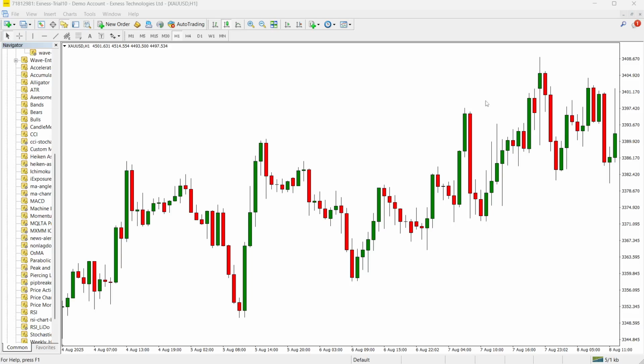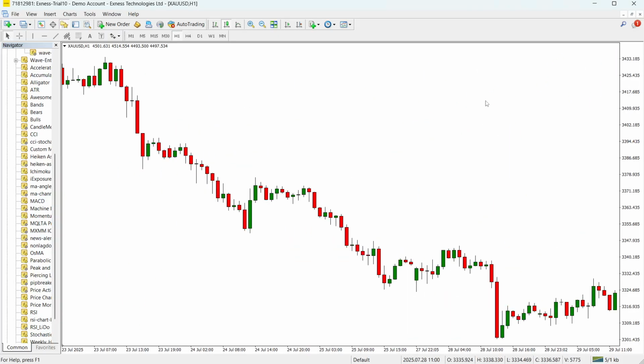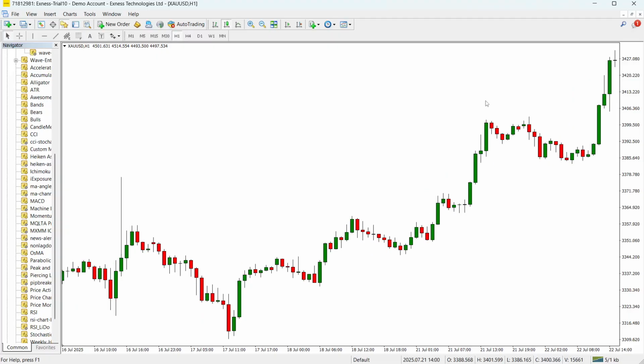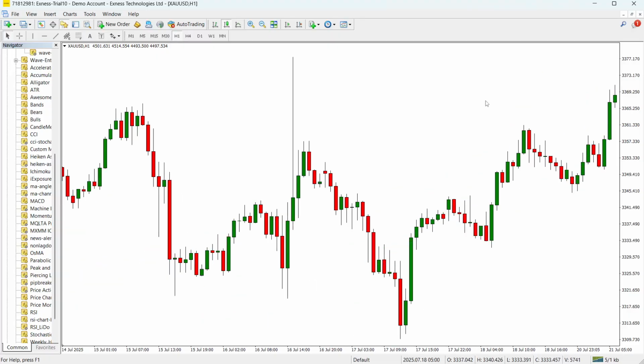Hello traders. In this video, we are going to be talking about the wave entry alerts indicator for MT4. This tool marks potential wave-based entry zones on your charts and triggers alerts when those conditions appear, so you can focus on analysis instead of constantly watching for setups.